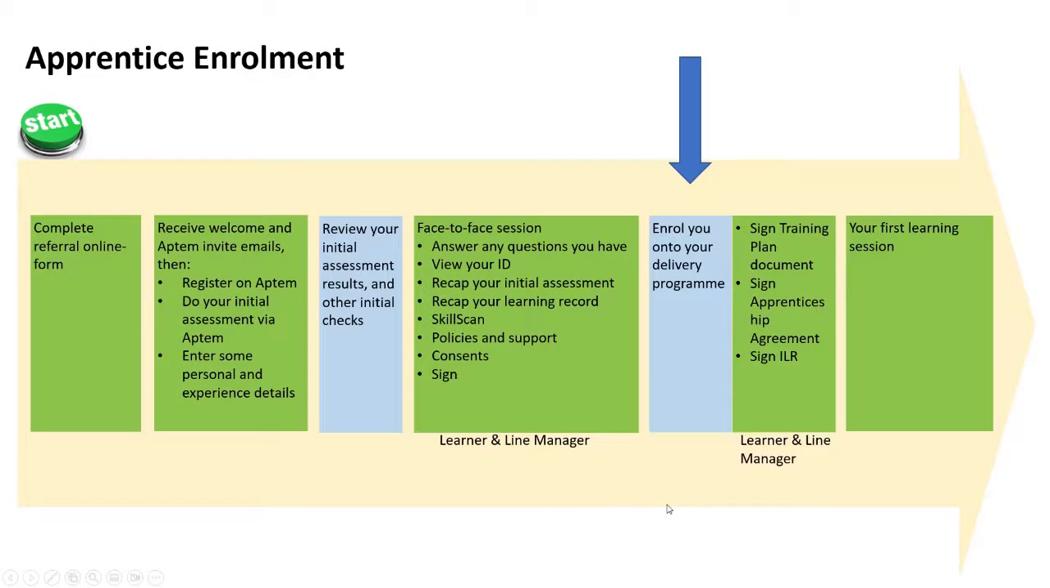So we're almost done. We've completed that face-to-face session and we've signed the document. And so we're now here, and the enroller is going to do some setup for your program. They'll put you on the program, they'll add the functional skills components, they'll set the dates, and they'll enroll you on the program. Once they've done that, you'll need to sign your training plan document. So let's have a look at that.